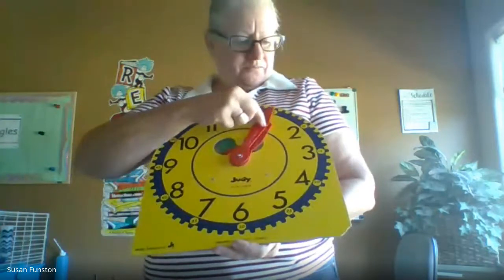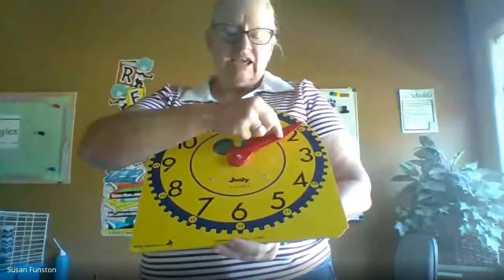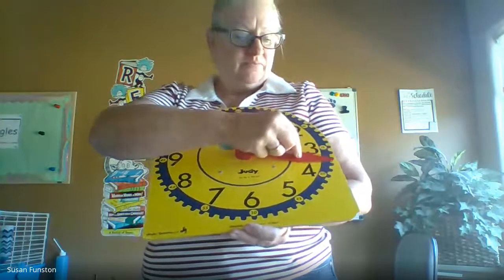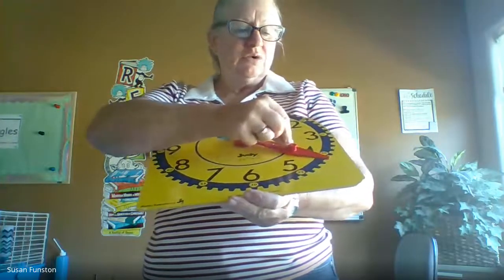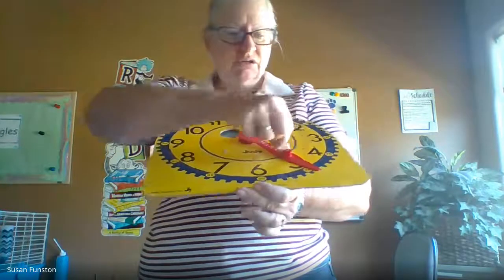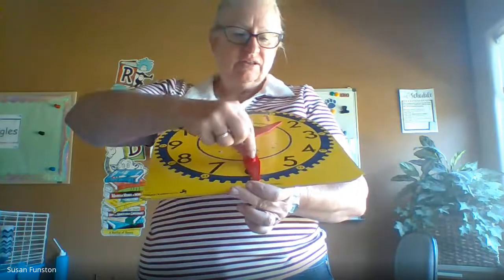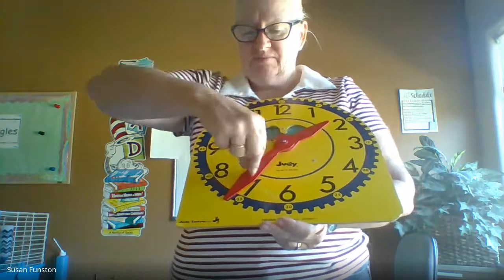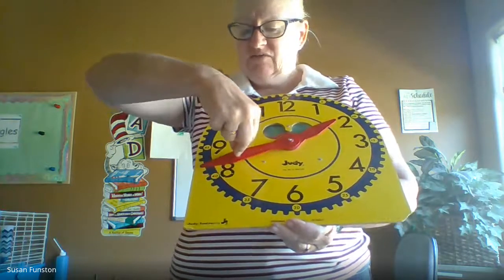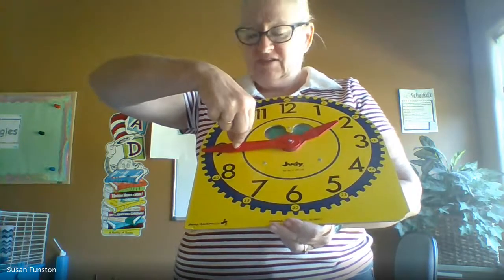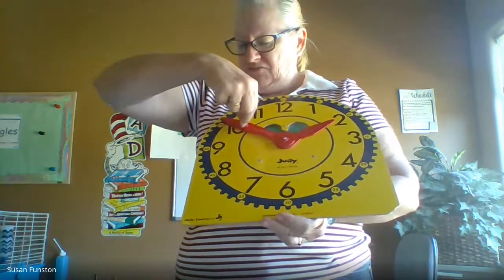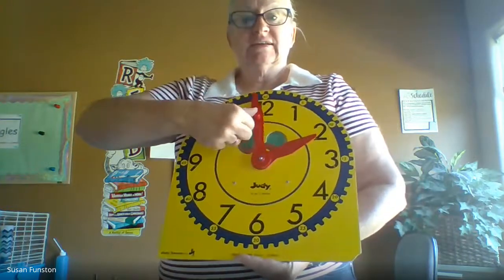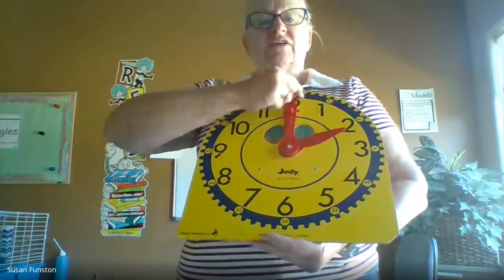3, 6, 9, 12, 15, 18, 21, 24, 27, 30, 33, 36, 39, 42, 45, 48, 51, 54, 57, 60. So we counted all the way around the clock.